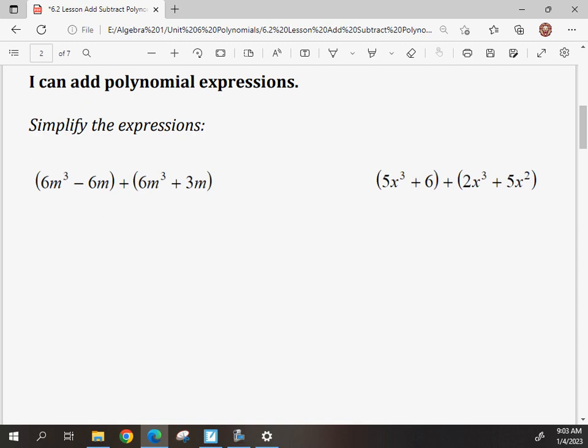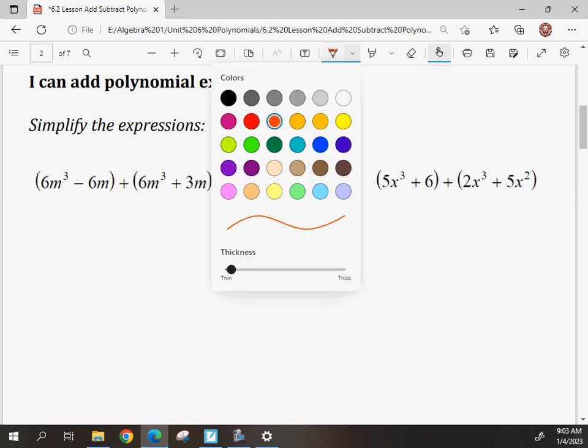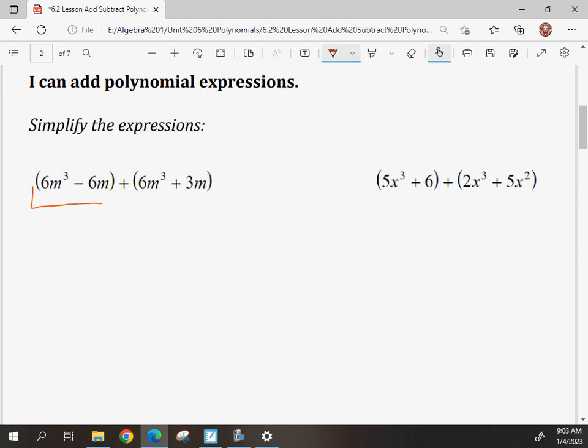And they're expressions because there are no equal signs, and so we cannot solve them. We will not be solving for anything here. We'll just be simplifying these expressions to something that is as simple as we can get it. And so I have two polynomials, basically two expressions that have multiple terms. That's what we mean when we say polynomials.